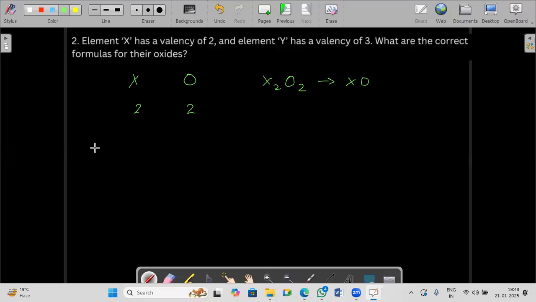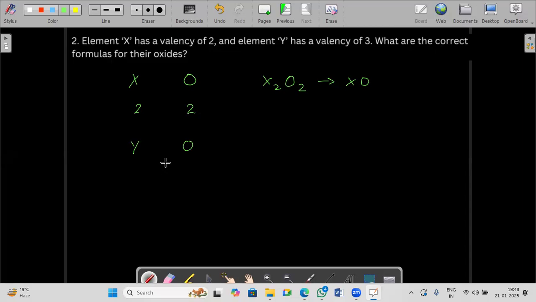Okay. For the element Y, we make the, yes? Sir, in English terms, like the X2O2, how did you cancel that 2? The ratio is 1:1. So whenever the ratio turns out to be 1:1, you remove them.